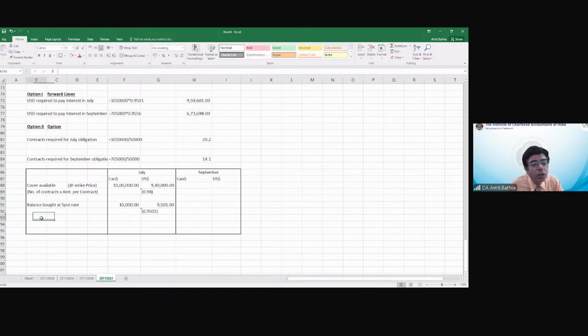Now this is the total value. Would you have any other cost for buying these contracts? You want an option, right? Do I have to pay any premium?